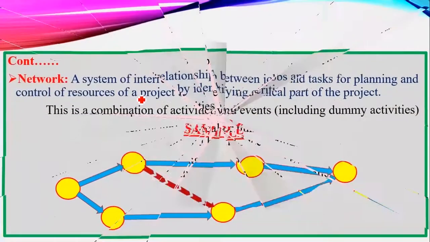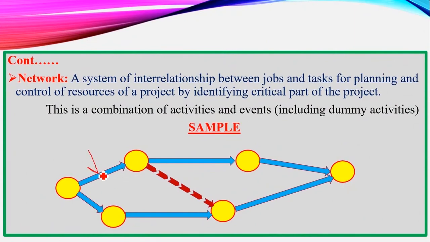Back to the illustration, if you look at it, in this activity here, there is an event here, there is another one here. In this activity here, there is an event here, there is an event here. The same way to this, there is an event, there is an event. Every activity must have a preceding event and a succeeding event.